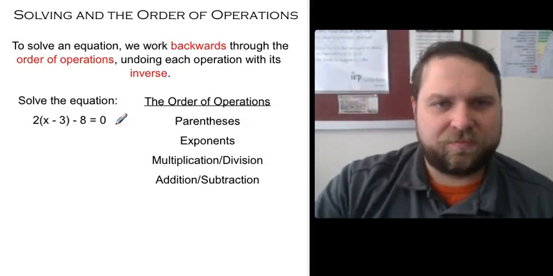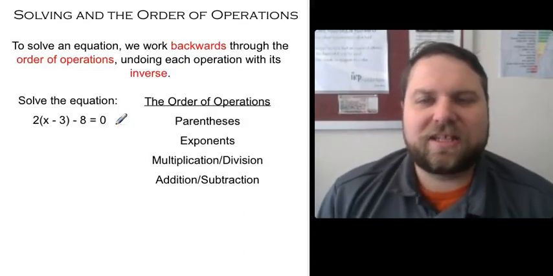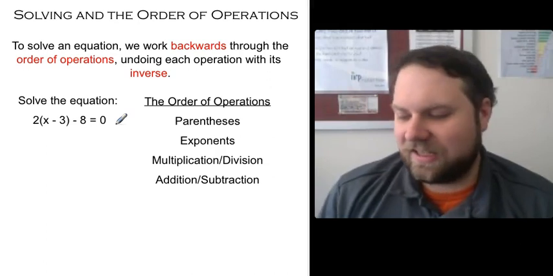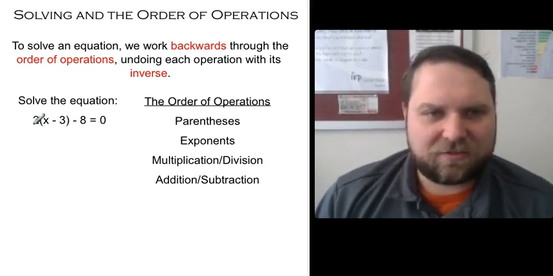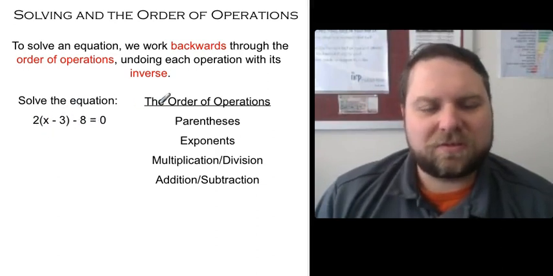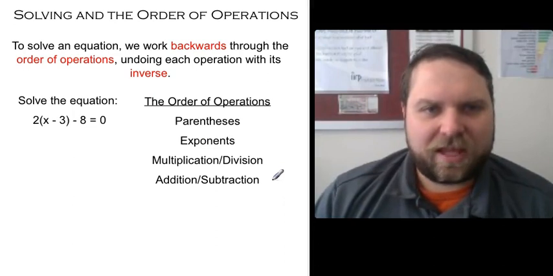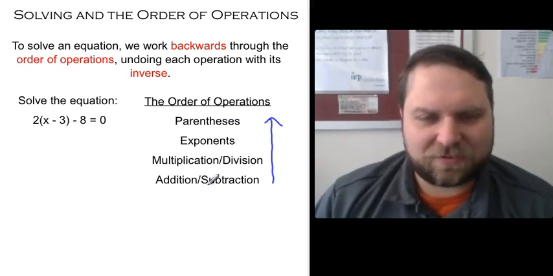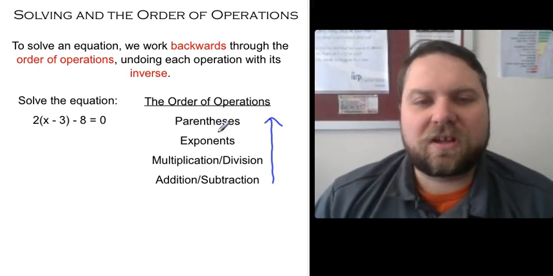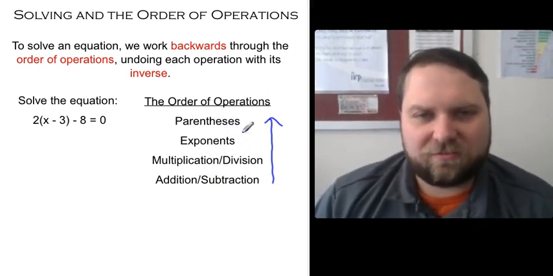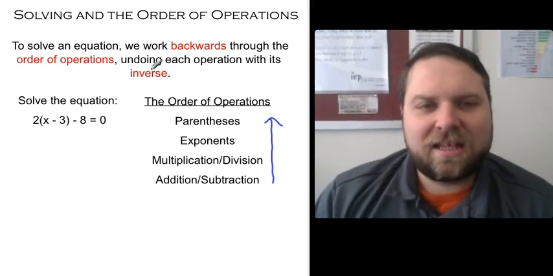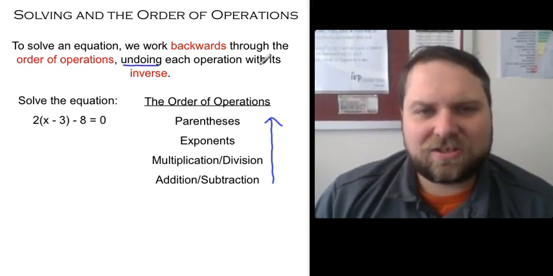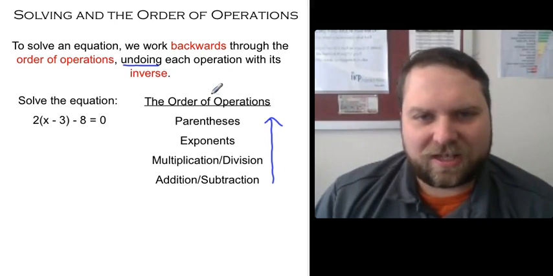So here it goes. First thing we have to do is really think about what we're doing when we're solving a linear equation. You can see this equation right here is linear. There's no squared terms in there. We would take the order of operations and work through it backwards. When we're evaluating, we start by doing things in parentheses and then move down towards addition and subtraction. When we're solving, we start with addition and subtraction and work our way toward the parentheses, undoing each operation with its inverse operation.